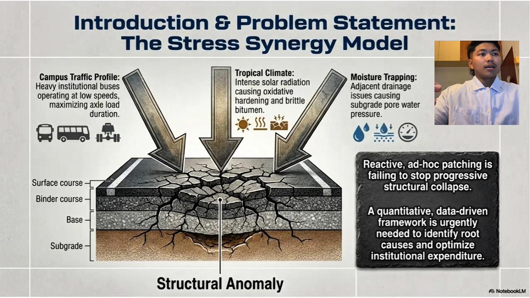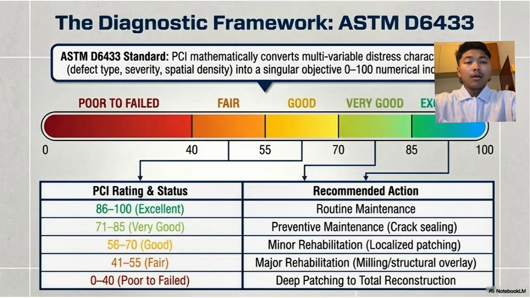As we can see, reactive ad hoc patching is failing to stop progressive structural collapse. A quantitative, data-driven framework is urgently needed to identify root causes and optimize institutional expenditure. So we have four layers: first the surface course, binder course, base and subgrade.